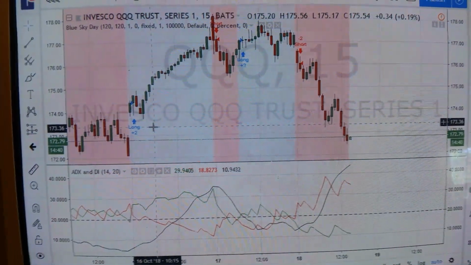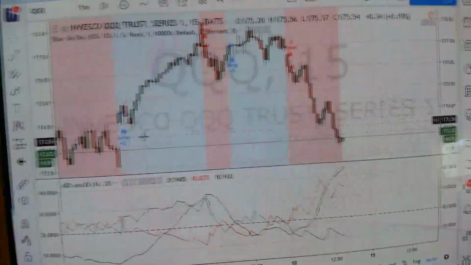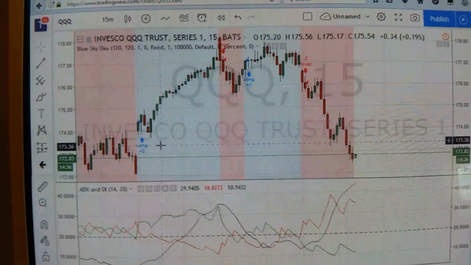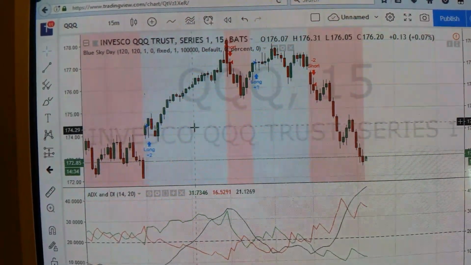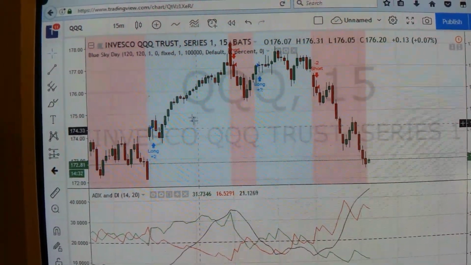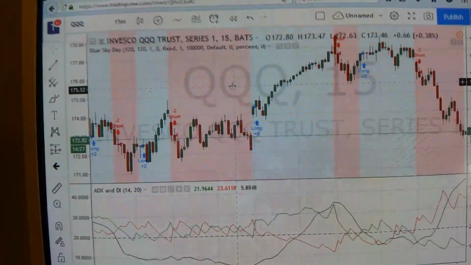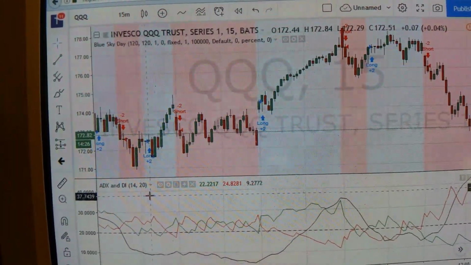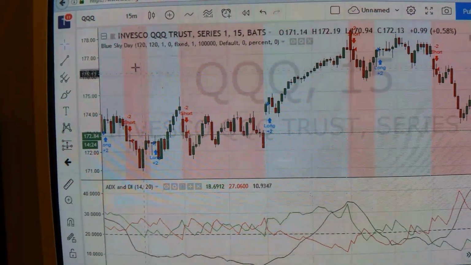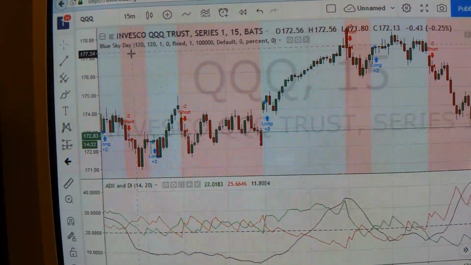Hi guys, thanks for visiting my page, 1045 report, and here I'm going to show you how to trade the QQQ on a 15-minute interval on tradingview.com using two indicators. One is the ADX, DI plus and DI minus, and the other one is something called Blue Sky Day.